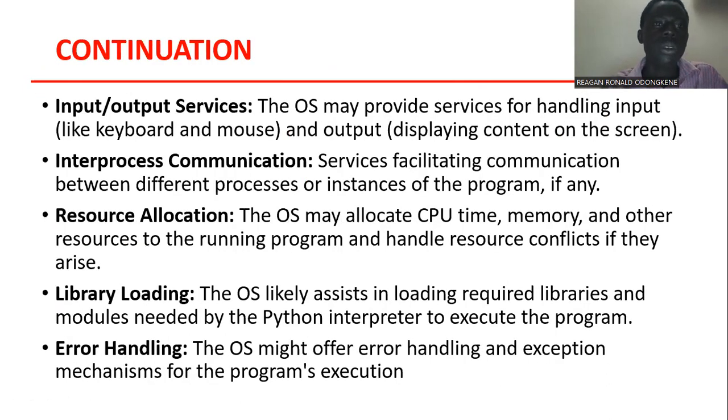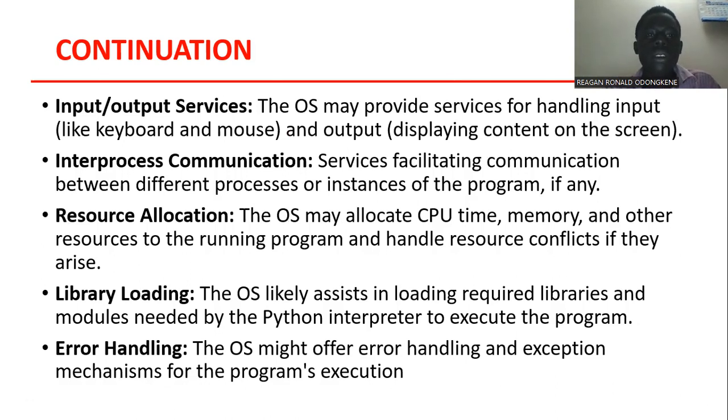We also have the input and output services. The operating system may provide services for handling input, such as the keyboard and the mouse, and output, such as displaying content on the screen. This one we saw in the final product of our food billing system. That display is what we call the output, and the input is where we're using the keyboard to feed in the quantity, or for selecting the drinks or the foods we ate.